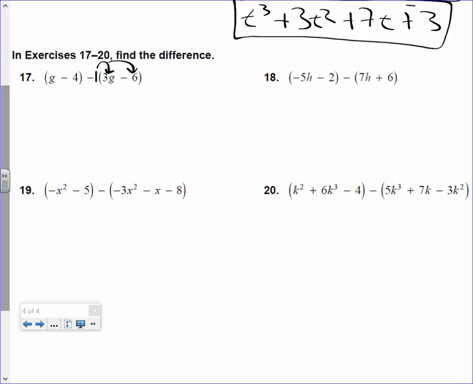Negative 1 times 3 is a negative 3. Just keep the g. Negative 1 times a negative 6. Negative times negative is positive 6. And let me bring down the first binomial, g minus 4. And we're ready to rock and roll. Combine like terms.